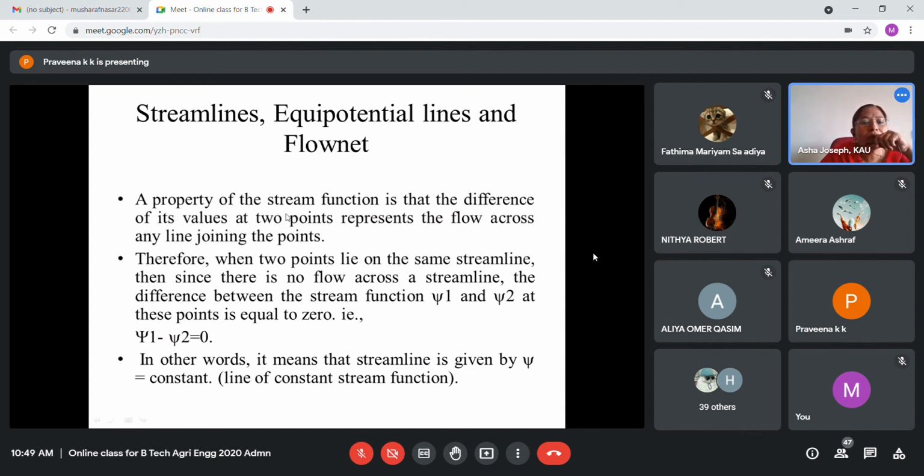Therefore, when two points lie on the same streamline, there is no flow across the streamline. That same thing once again: the difference between the stream function psi1 and psi2 at these points is equal to 0, which means there is no flow across. The values are equal, so psi1 minus psi2 equals 0. In other words, the streamline is given by psi equals a constant. The streamline can be represented by an equation psi equals constant, that is, it is a line of constant stream function.